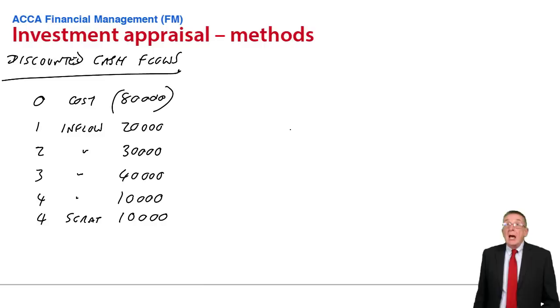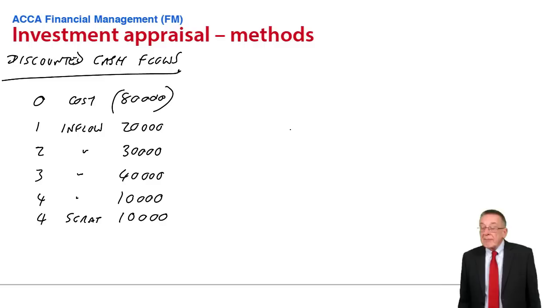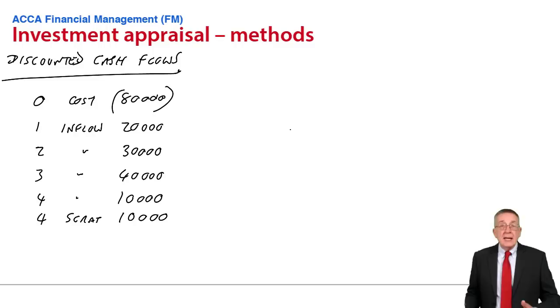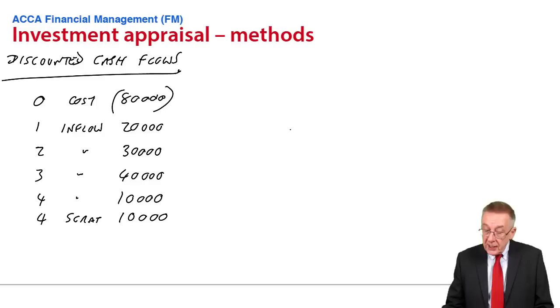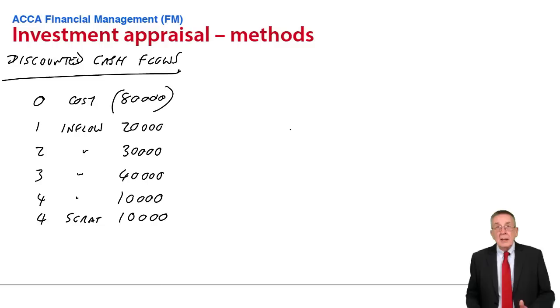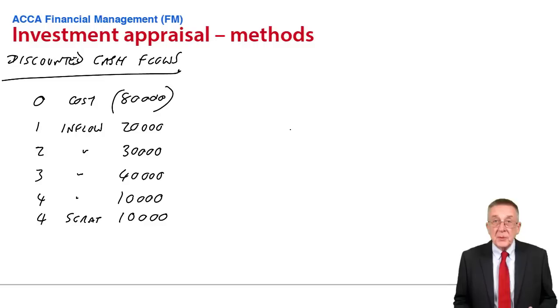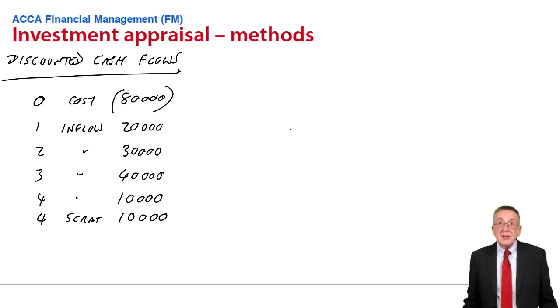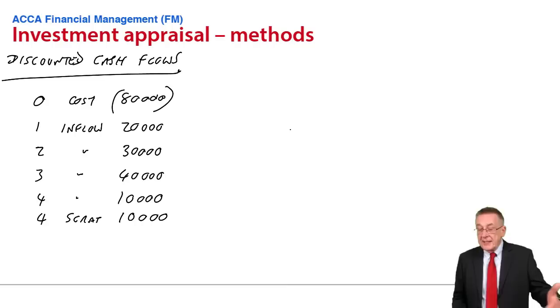And were it not for one pretty obvious problem in a minute, the decision would be obvious, because over the entire life, is there a net cash surplus or a net cash deficit? We pay out 80, we get back a total of 50, 90, 110. So if you pay out 80 and get back 110, there's a net cash surplus of 30,000. And if there's a cash surplus, we would accept the project. Had it been an overall cash deficit, if we paid out more than we received, then we would reject.